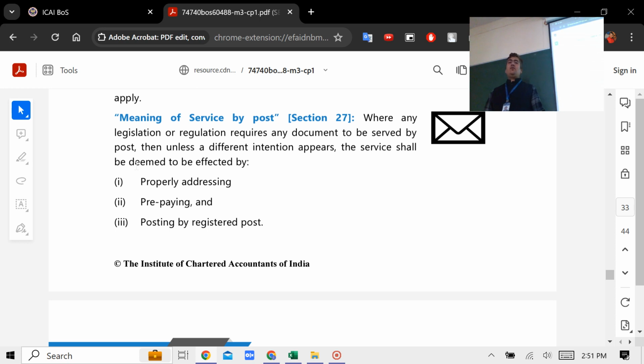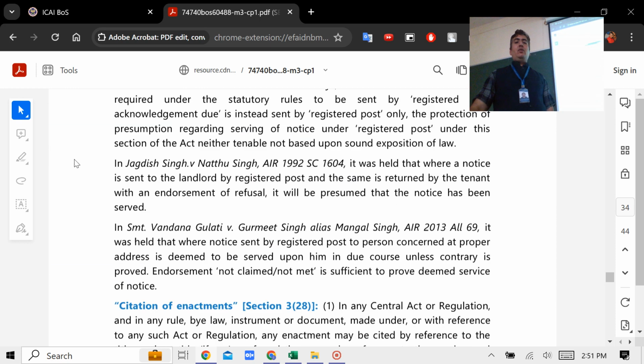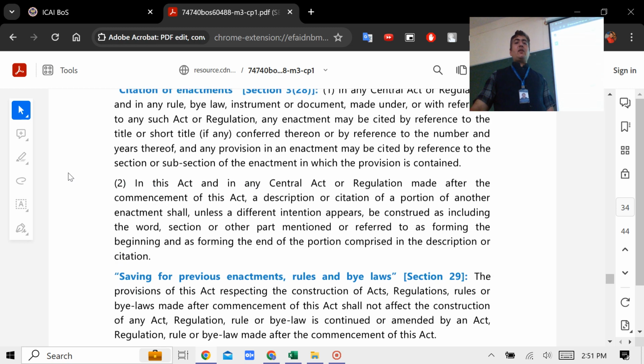So guys, 25, 26 and 27, are these three clear or not clear? So after that, I would like to go to section 28, which is saying the citation of the enactment.